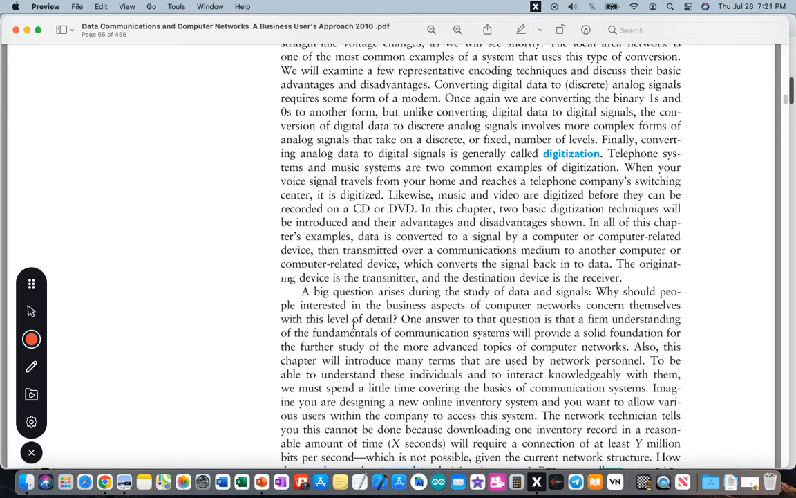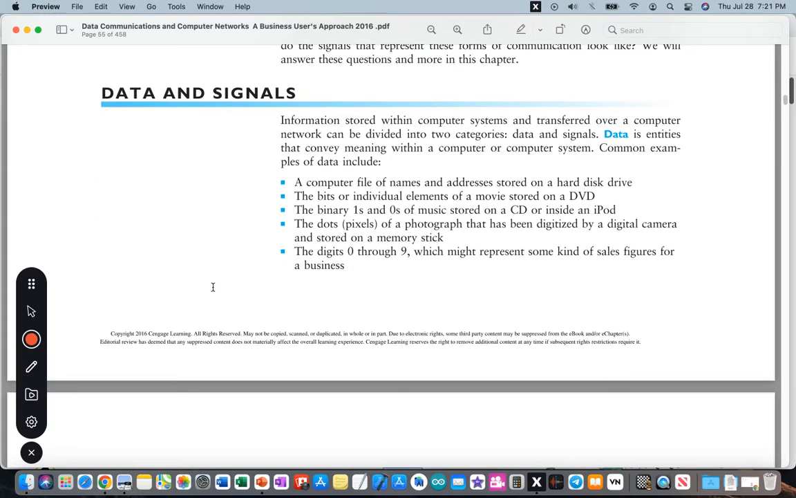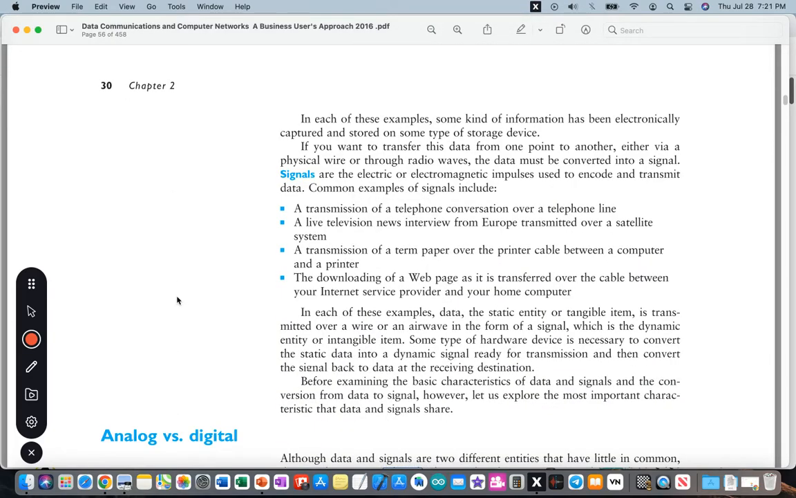All right, digitization. What is digitization? Converting analog data to a digital signal is generally called digitization. So analog to digital conversion is called digitization. Data and signals. Data is entities that convey meaning within a computer or computer system. Signals are electronic or electromagnetic impulses used to encode and transmit data.